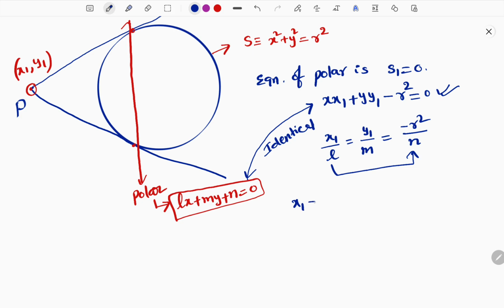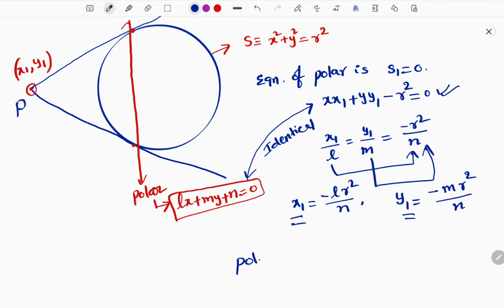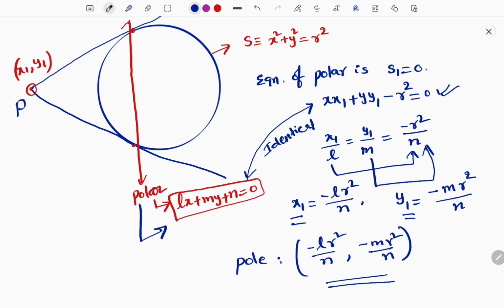We get x1 is equal to minus L r square by N. Solving, we get y1 is equal to minus M r square by N. So what is (x1, y1)? The pole. So the pole is (minus L r square by N, minus M r square by N). This is the pole. If the polar equation is Lx plus My plus N is equal to 0, then its pole is (minus L r square by N, minus M r square by N).